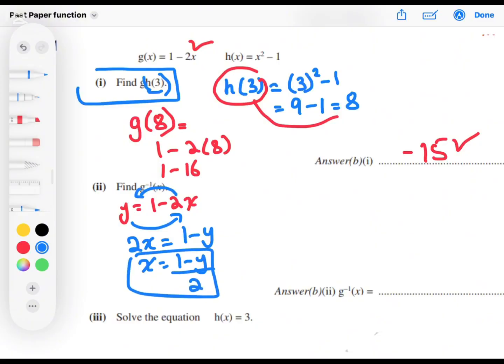Now, how can we write the answer? As I told you, the answer is (1 minus x) divided by 2, because the question is given in x form, so we have to write the answer in x form. So g inverse of x will be equal to (1 minus x) divided by 2.